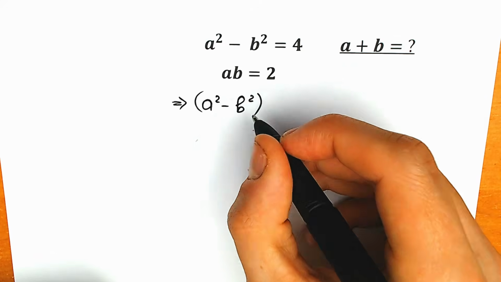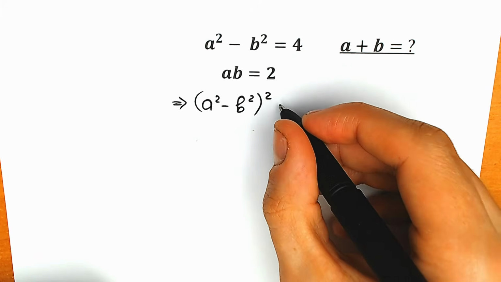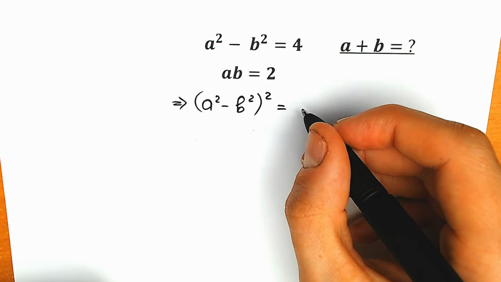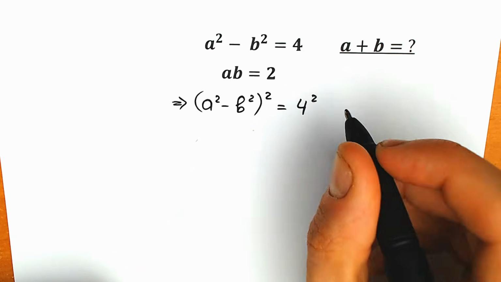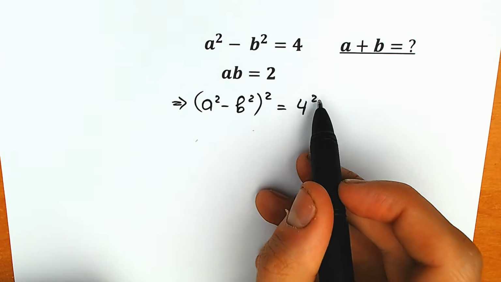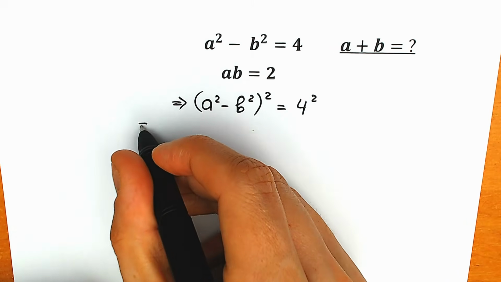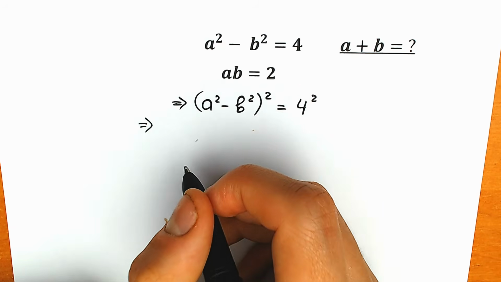So we raise this expression to the second power. The expression on the left side we raise to the second power, and of course we raise our 4 to the second power. Okay, we write this type of expression. We raise the left side, and we of course have to raise this side to the second power. Okay, let's simplify this expression on the left side.